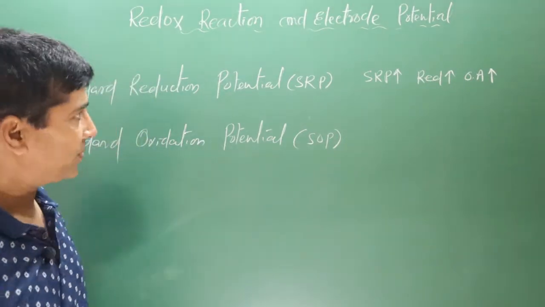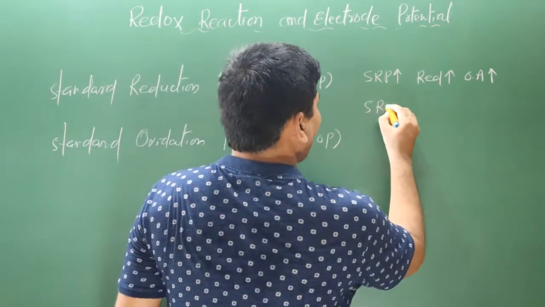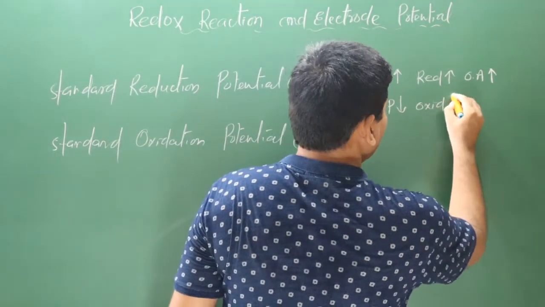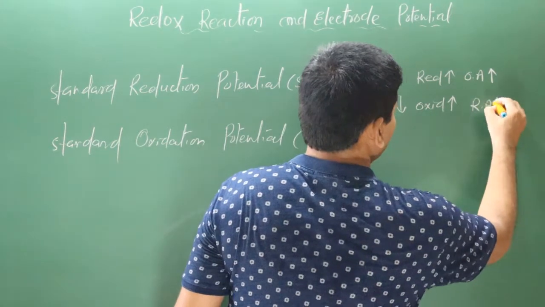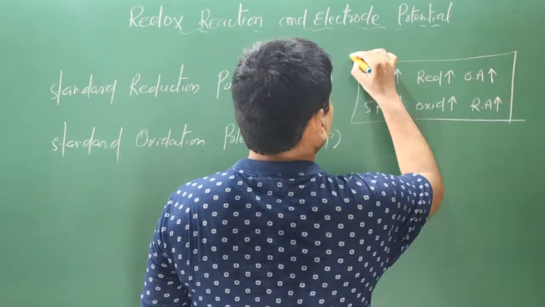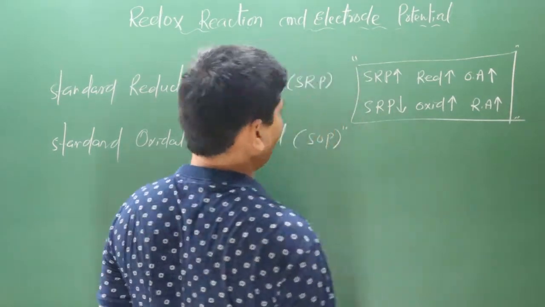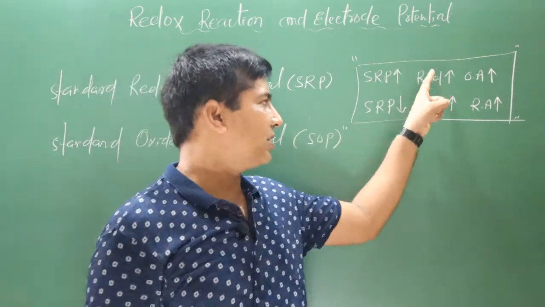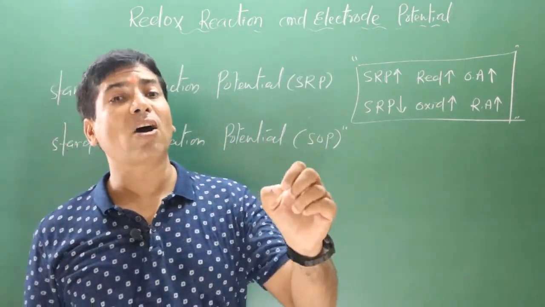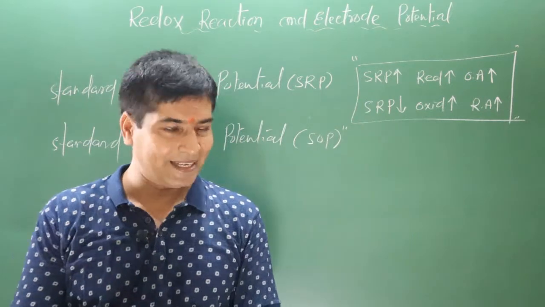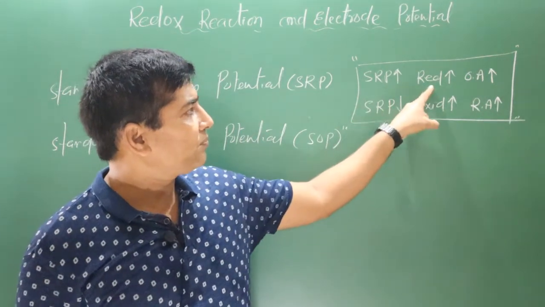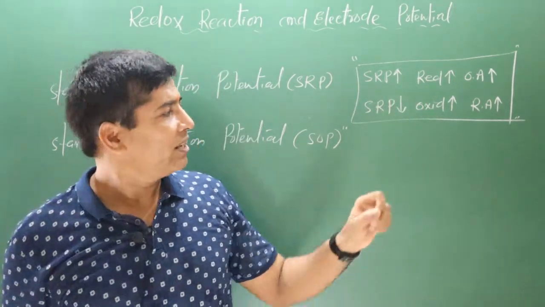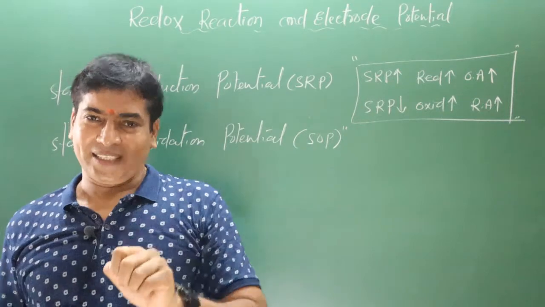Now opposite to it, elements having a smaller value of SRP will have a greater tendency to show oxidation reaction and act as reducing agent. Very simple information. When a couple of chemical reactions are given with their SRP values, by using this condition we can easily identify whether the oxidation reaction or reduction reaction is there. Larger the value of SRP, greater is the tendency to show reduction reaction. Lower the value of SRP, greater is the tendency to show oxidation reaction.